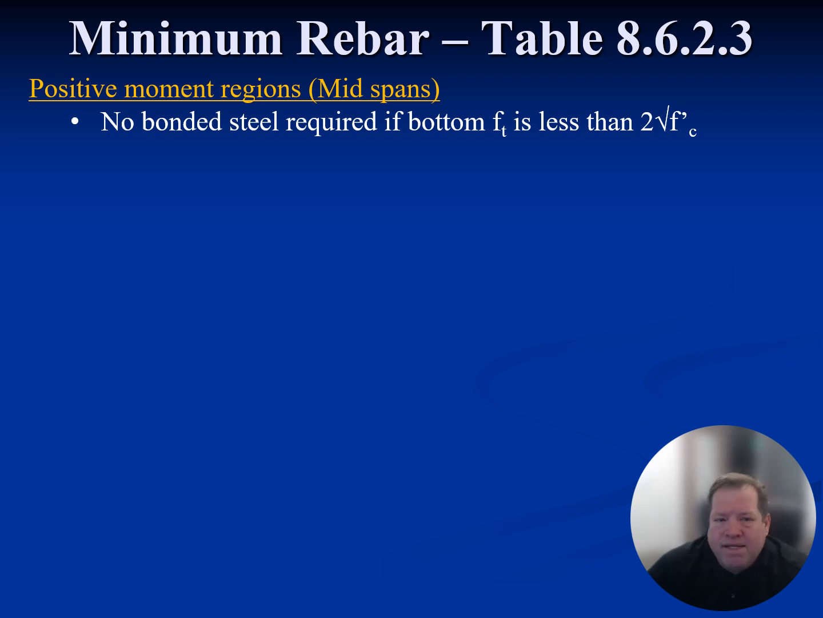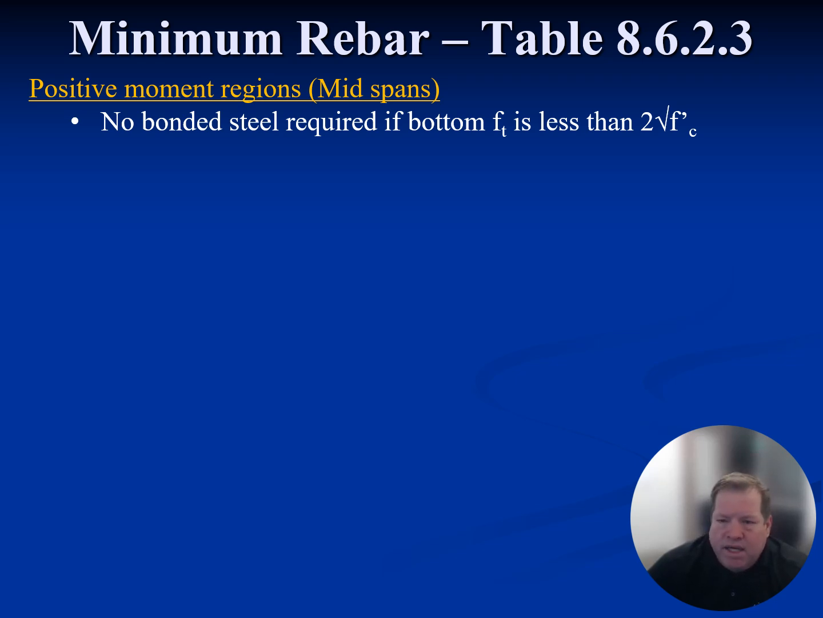For the positive moment regions, or mid-span tension on the bottom, if your stress is less than 2 square root F prime C, which for 5,000 PSI concrete is 141, you need 0 bottom rebar anywhere. We typically don't do this. We typically always have a bottom mat of rebar for crack control, for diaphragm, stuff like that.